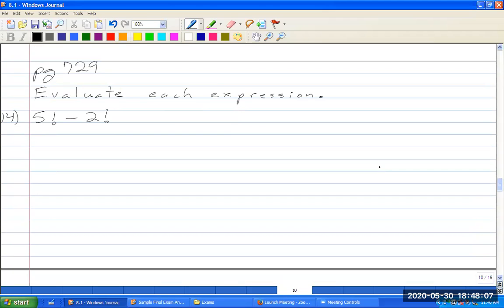Okay, so let me do some problems. On page 729, evaluate each expression. 5 factorial minus 2 factorial. 5 factorial, 5, 4, 3, 2, 1. 2 factorial, 2, 1. 120 minus 2 is 118.